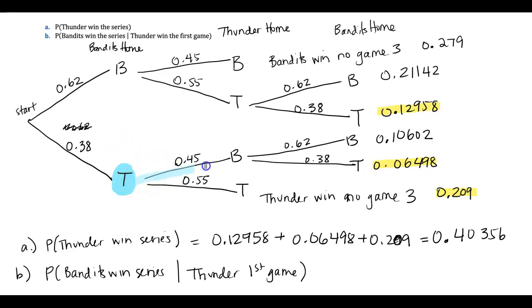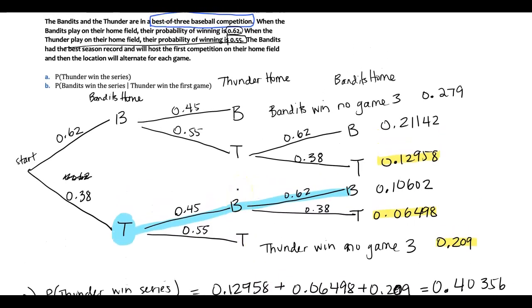That would be that the Bandits have to win the next 2 games. And so we would multiply those 2 branches together, 0.45 times 0.62. And we would end up with a total of 0.279, or 279 thousandths. And that ends example 4.